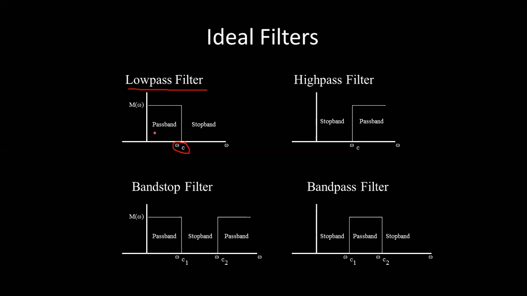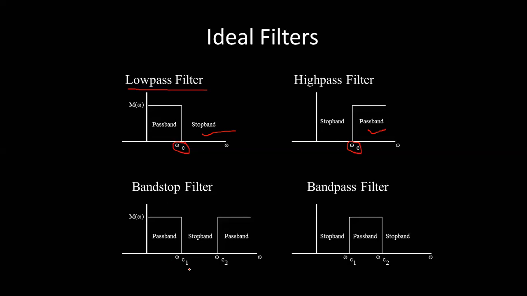Pass band means all required frequencies of the input signal pass through the filter, and all unwanted signal is attenuated in the stop band. Same with the high pass filter. This fc again differentiates between the stop band and pass band. All the input signal above omega c, the cutoff frequency, passes, and all the frequency below this is rejected.